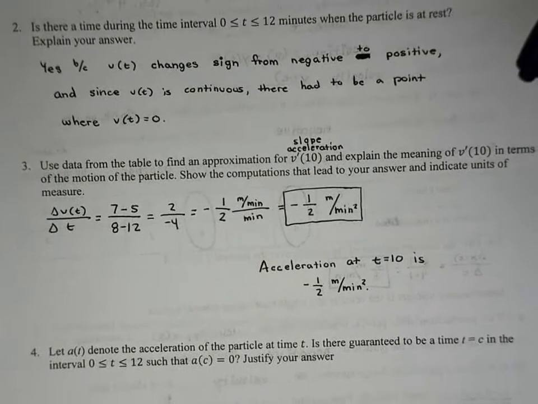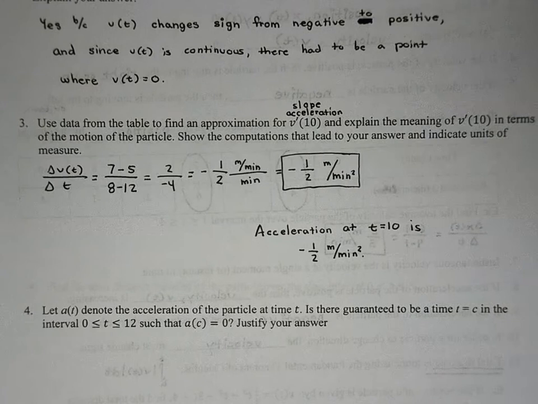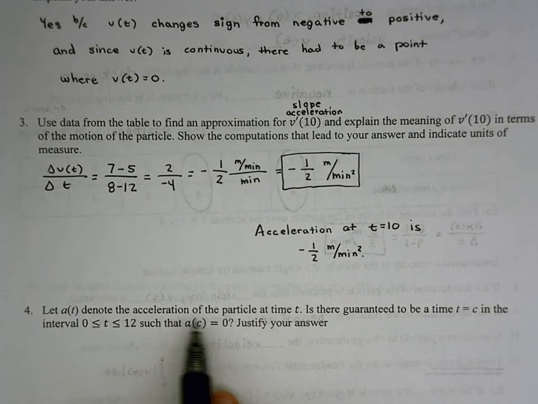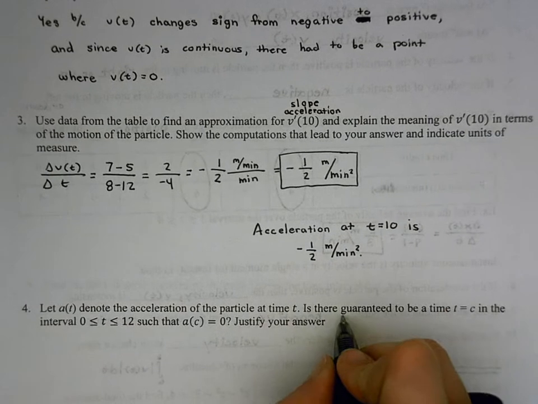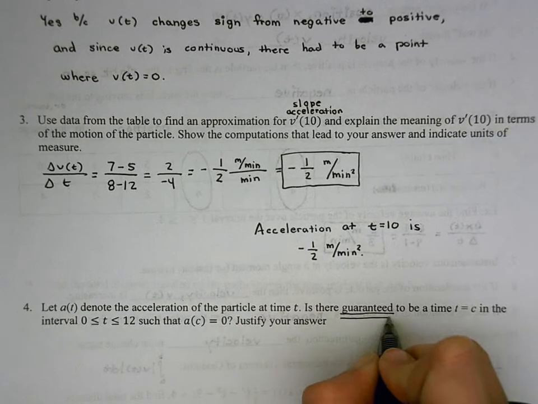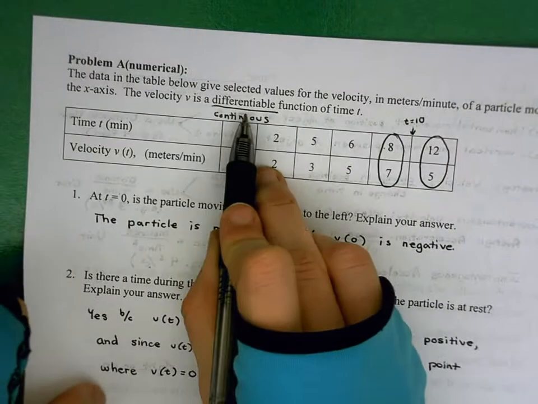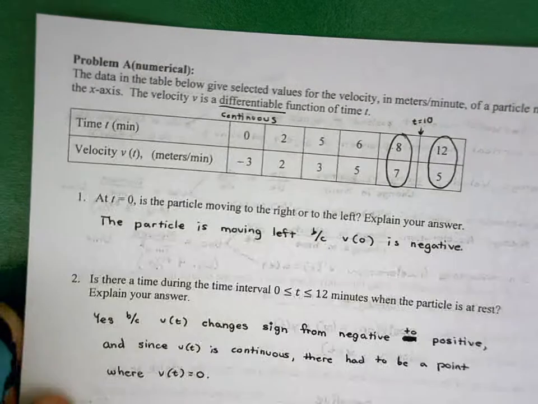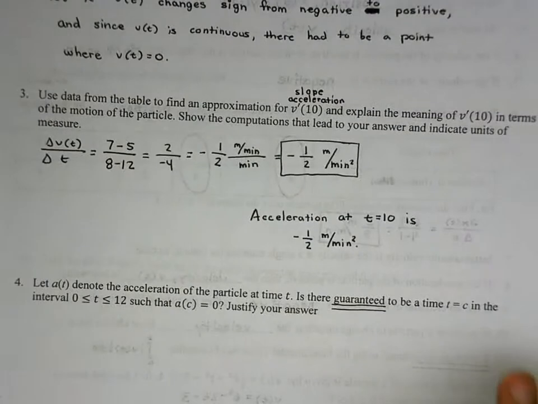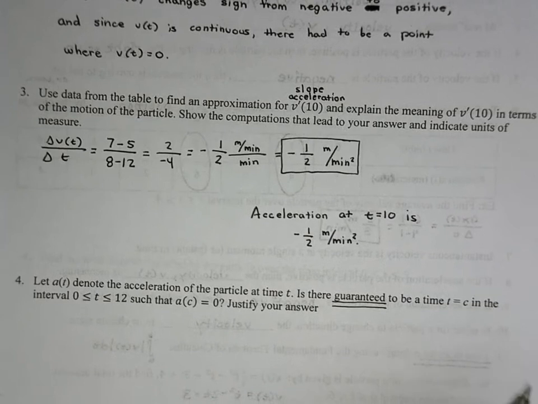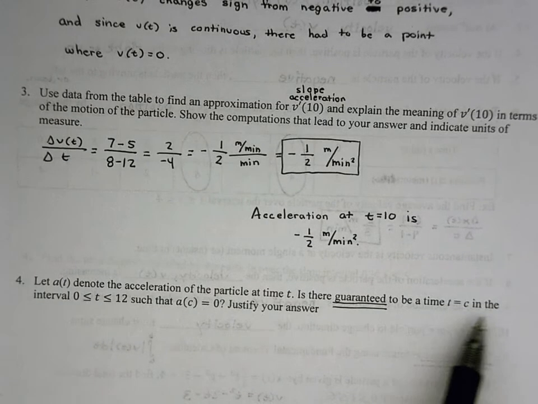Okay, so number 4. Let A of t denote the acceleration of the particle at time t. Is there guaranteed, right? So this means that we have to allow for holes in the graph if there are holes or not differentiable points. Although again, we already discussed up here, we were told that velocity is differentiable and continuous, so in this case we don't need to worry about that, but that is something to consider. Okay, are we guaranteed a time in the interval 0 to 12 so that acceleration is 0?